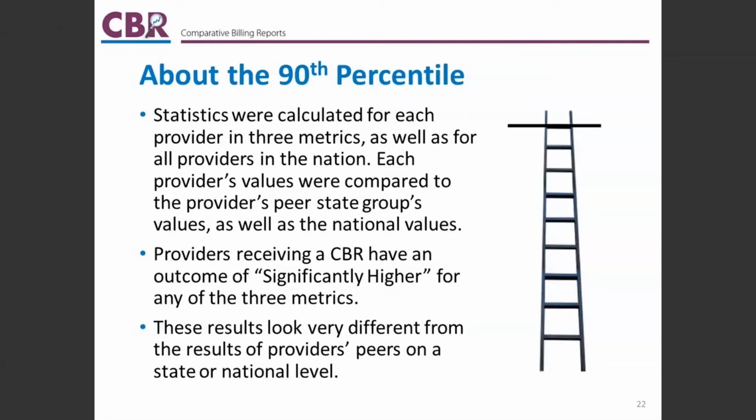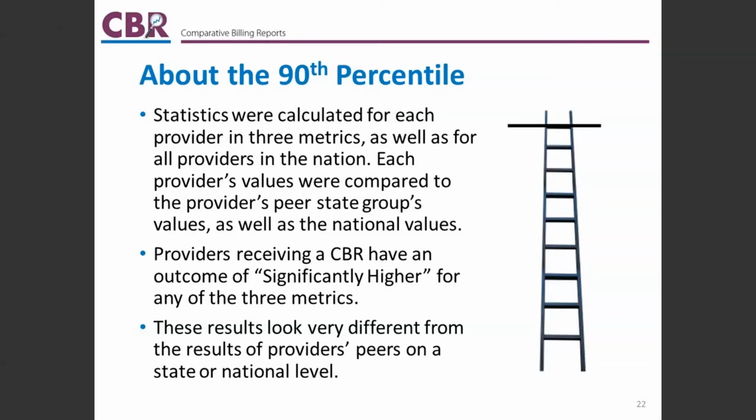In order to identify the providers who were above the 90th percentile, we calculated values for all providers for each of the metrics in each comparison group, which would be the peer, state, and nation. We then order all of the providers' values from highest to lowest. If you use the ladder visual as a reference, imagine that the highest values are listed at the top of the ladder, and then a descending order down the length of the ladder, so the smallest values are at that bottom rung. Next, we identify the value below which 90% of the provider's values fall.